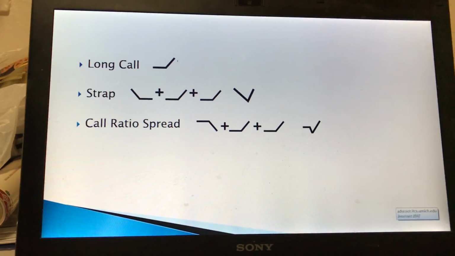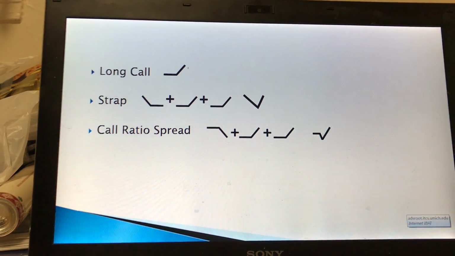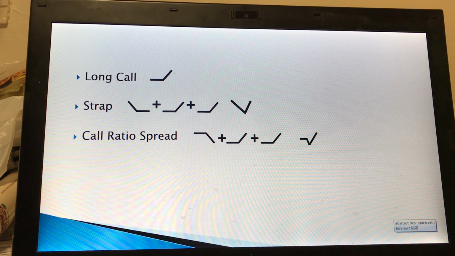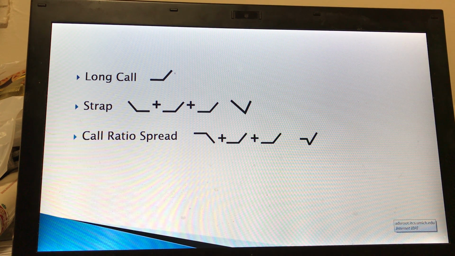So the first three risky strategies include the long call, a strap, and the call ratio spread. The long call is just easy. You purchase the right, but not an obligation, to buy the stock at a certain strike price. And you should be aware of the time decay and volatility risk.